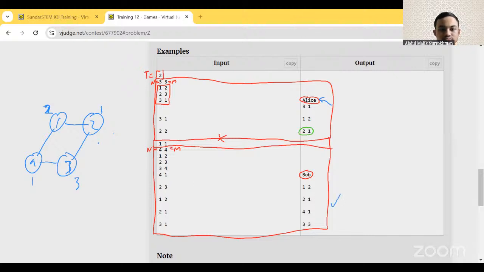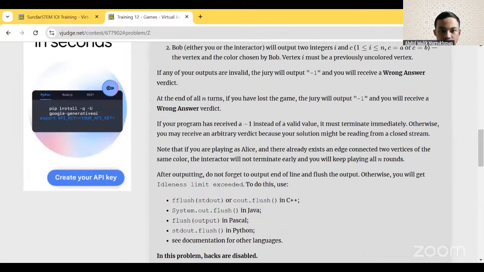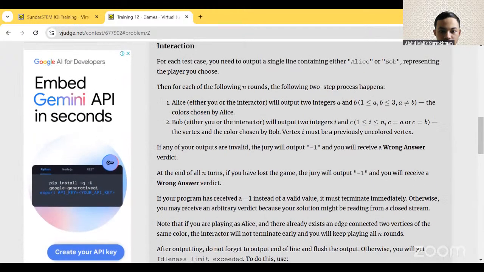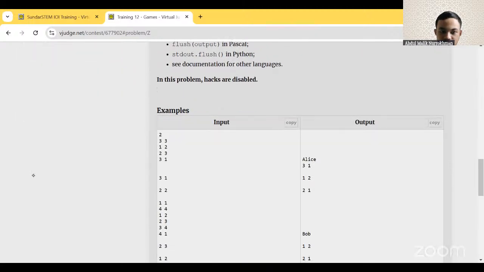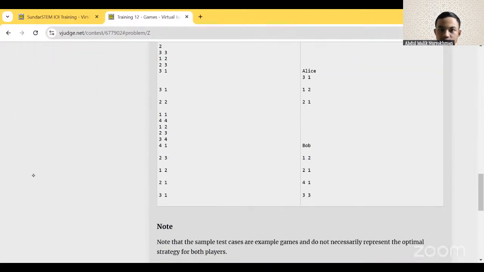Okay. So now let's see how to solve it. Before that, is there any question? Did you understand the rule of the game?